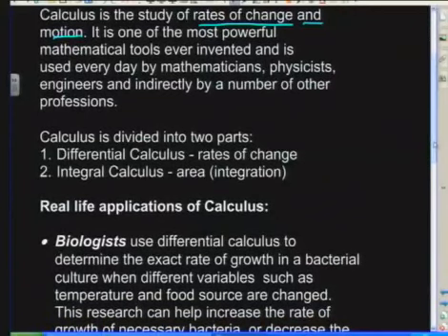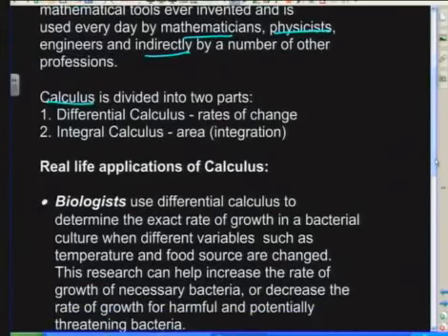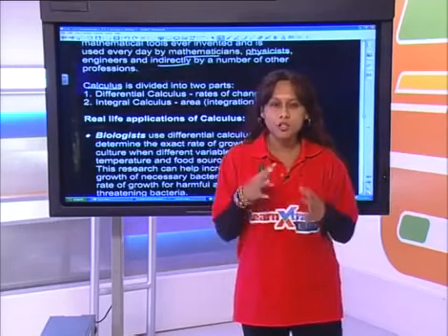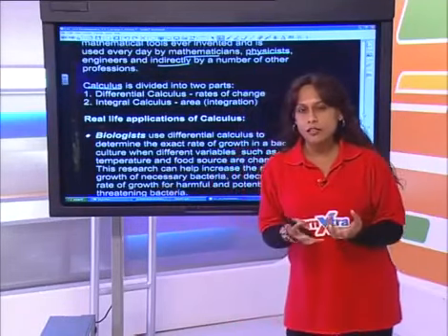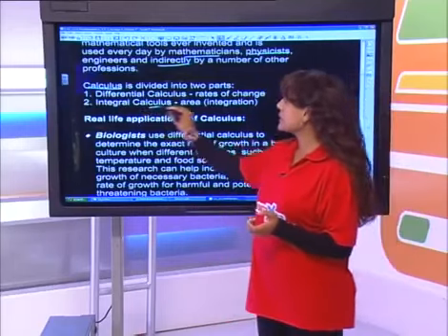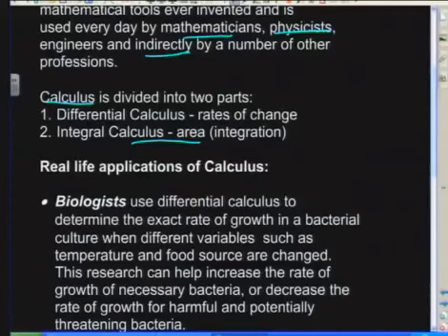It's used every day by mathematicians, physicists, engineers, and indirectly by a whole number of other professions. Getting into the nitty-gritty, calculus is divided into two parts. You get differential calculus, which is what we're going to look at today. Differential calculus deals with the rates of change and the motion and all of that. The other part of calculus is called integral calculus. Integral calculus deals with areas and integration.